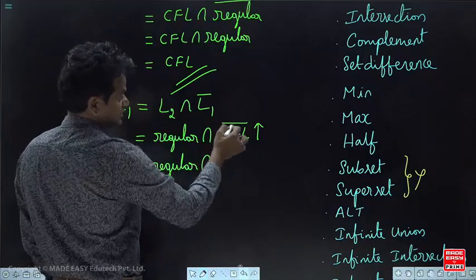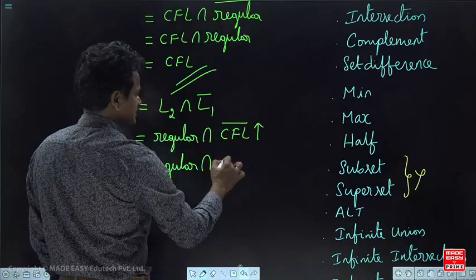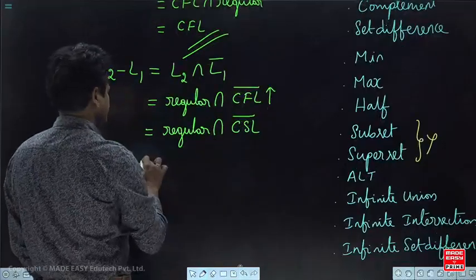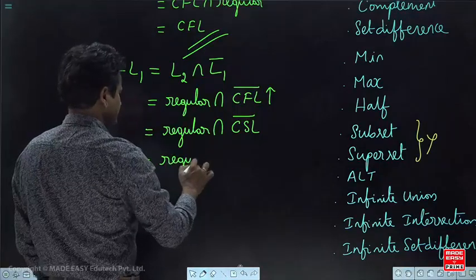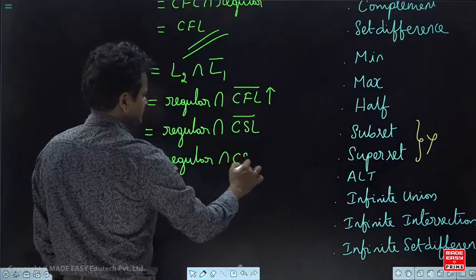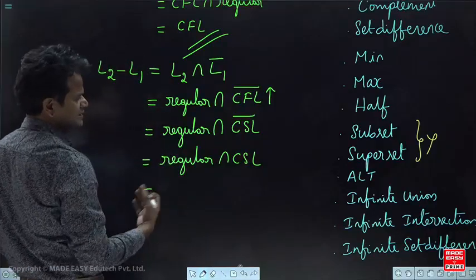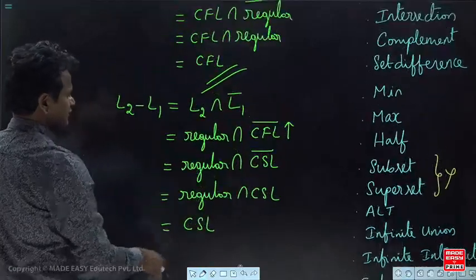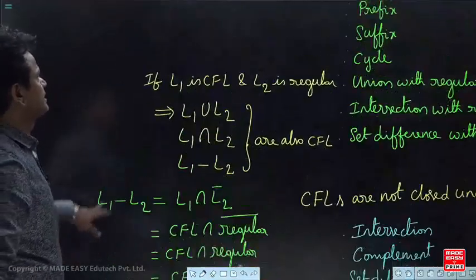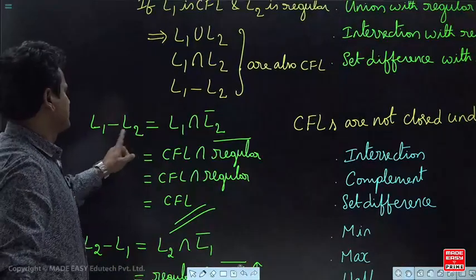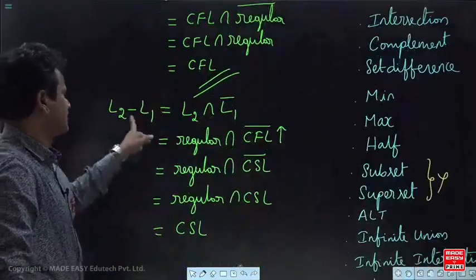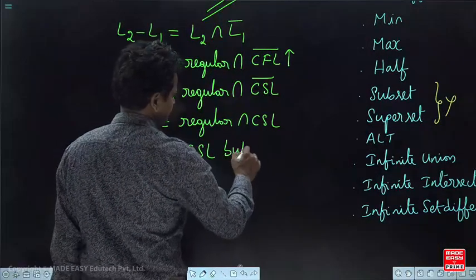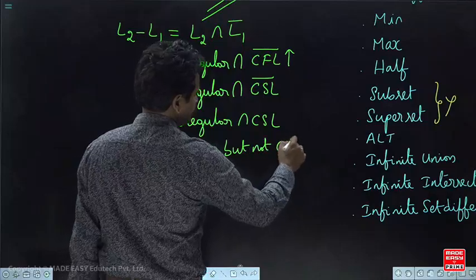CFLs are not closed under complement. So that is the reason we upgrade this language. CFL's next level is CSL, and CSLs are closed under complement. Regular intersection CSL. Union with regular, intersection with regular, set difference with regular: any language is closed. See guys, here one is CFL, the other is regular. Then L1 minus L2 is CFL, whereas L2 minus L1 is CSL but not CFL. So you must be very careful.